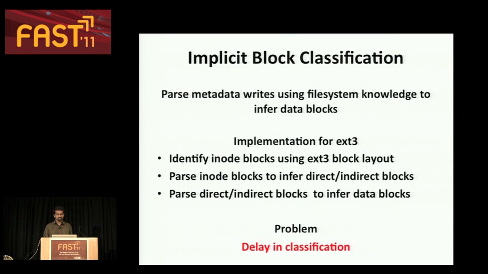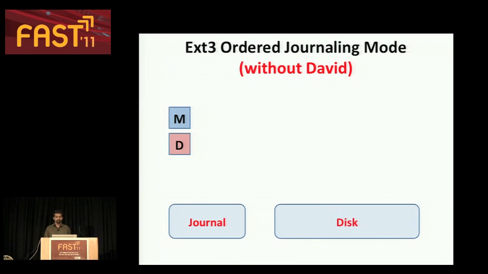There is a problem with this approach, which is the delay in classification. To understand this problem further, let's understand how writes are issued in ext3 ordered journaling mode. In this example, the metadata blocks are colored blue and the data blocks are colored red. The file system writes the data blocks initially to the on-disk location, then checkpoints and commits the metadata blocks to the journal, and finally, after a delay, it checkpoints the metadata to the on-disk location. Let's see how David handles this stream of blocks.